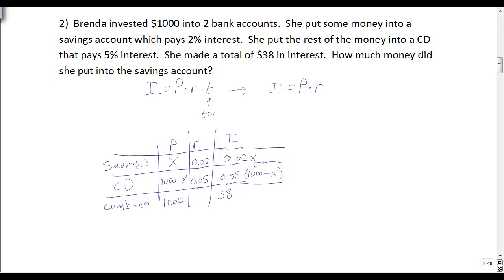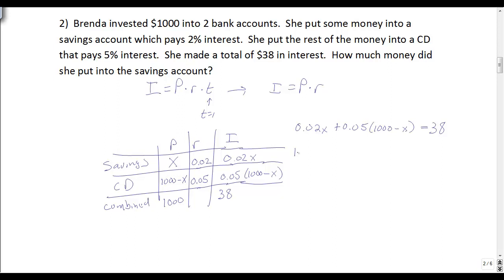Okay. Then the idea here is, if I earn $10 in the savings and 28 in the CD, that would add up to 38. So I should add these two amounts of interest to get 38. So I get 0.02x plus 0.05 times 1,000 minus x, and that equals 38. Now, here I've got my decimals. I'd prefer not to work with those. You could. My general preference is to get rid of them right away.